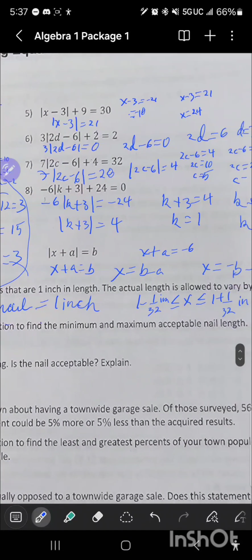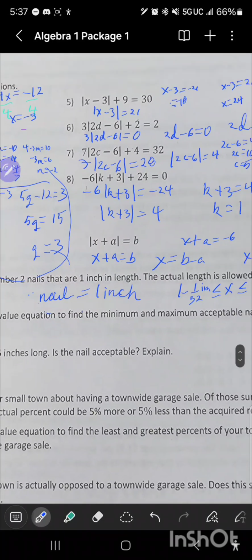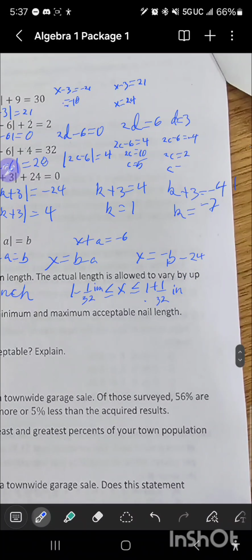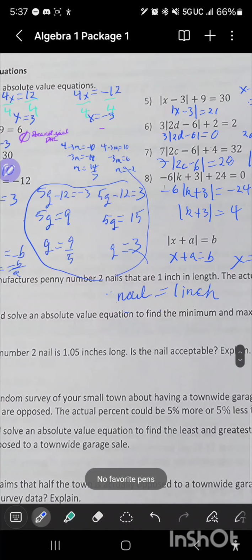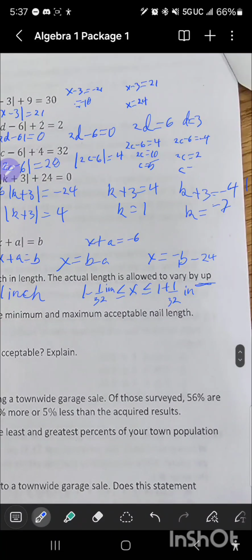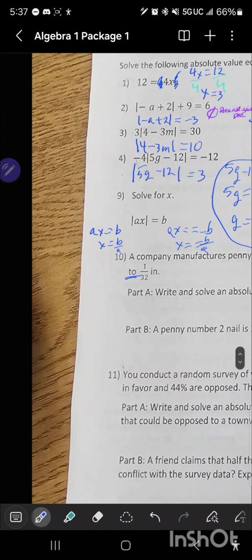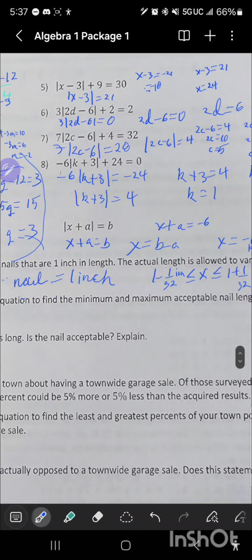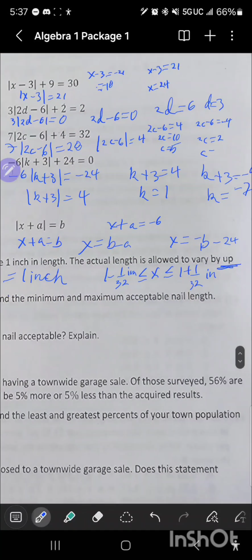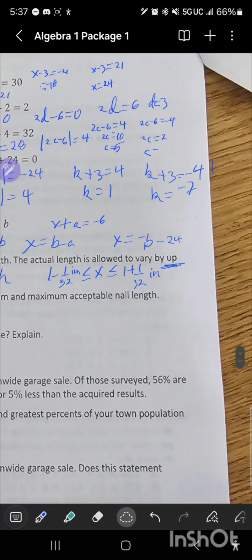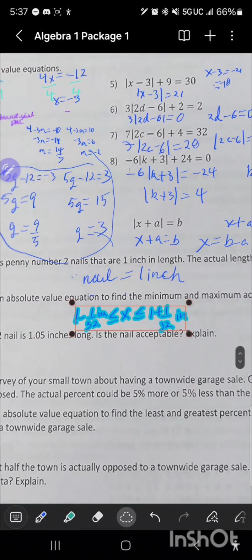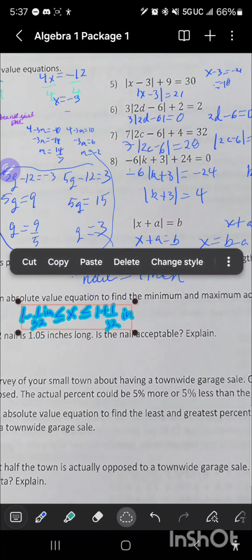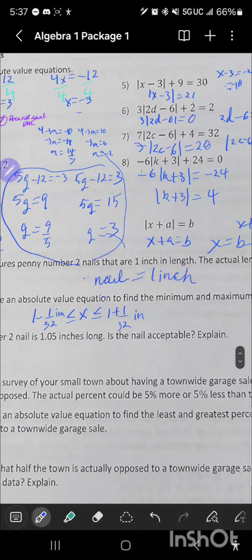Because the nails are supposed to be 1 inch in length, that's the reason for the 1 here. But they can vary by up to, which is the reason for the equal sign here, 1 over 32 inches. So it could be 1 over 32 inches less and 1 over 32 inches greater. So this is basically our equation. I'm going to put it here. The minimum is going to be 1 minus 1 over 32, which is 31 over 32 inches.